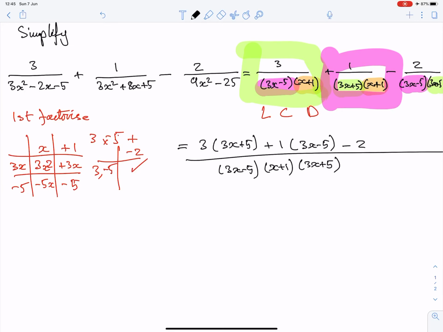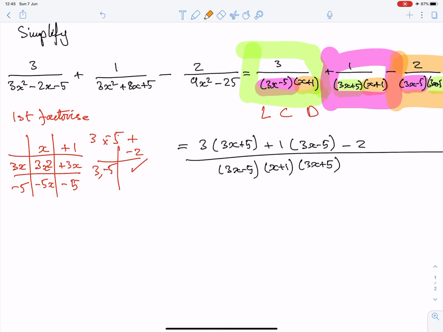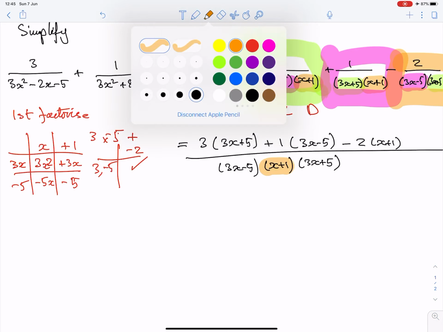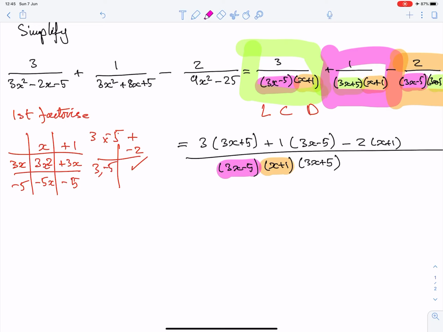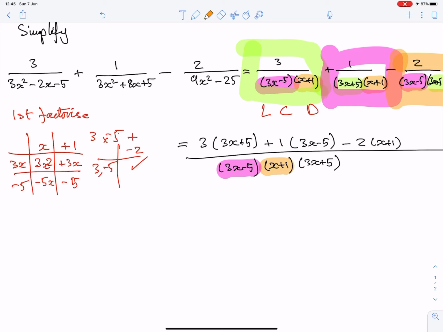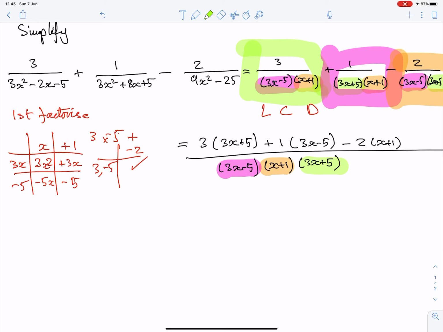Minus 2 lots. What's missing? Well, hopefully it's clear that it's the orange denominator that's missing, the x plus 1. So we're going to multiply this by the 2 times the x plus 1. And we've now got on the bottom x plus 1, 3x minus 5, and the 3x plus 5, which is the green highlight. So you can see we've got that common denominator now. Okay, so we can now multiply through and tidy this up.